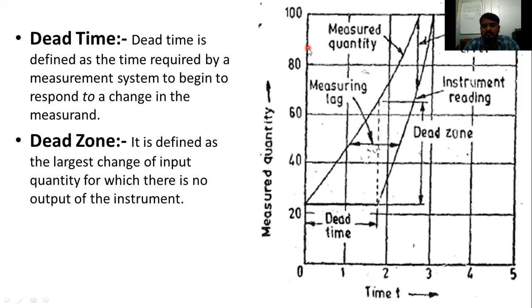Is it clear? Suppose one more example I will give to you. Your parents are putting effort into you. At the 9th, you have scored 60%.